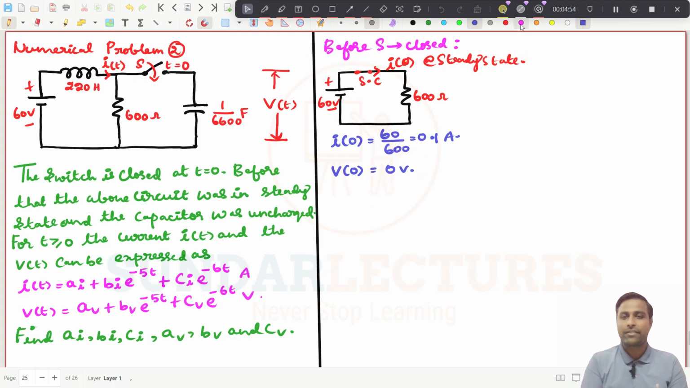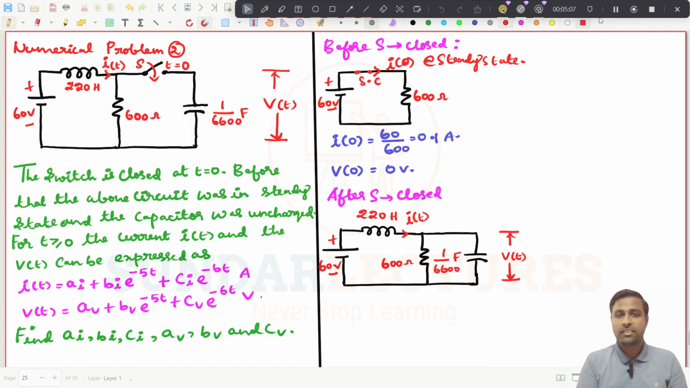So now after S is closed, I will write it out. After S is closed, what happens to this circuit? That I'm going to draw now. See, this is the diagram now. If S is closed, then the circuit will be like this, right?